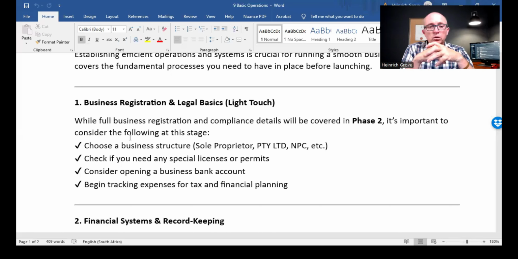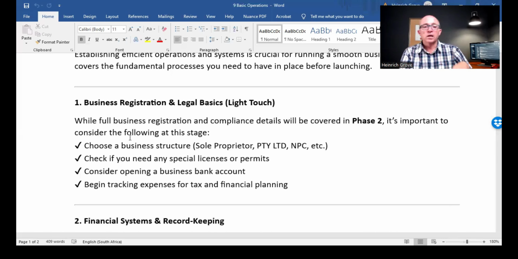So there I do comparisons between sole proprietors and companies, and if you do register a company, all the aspects that you need to consider. So go have a look at that just to get a little bit more insights of what might be the best solution for the business that you want to start.